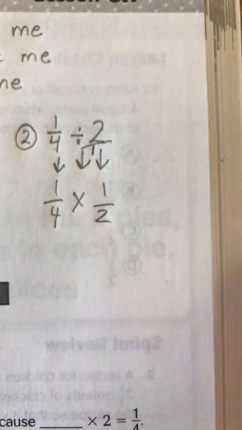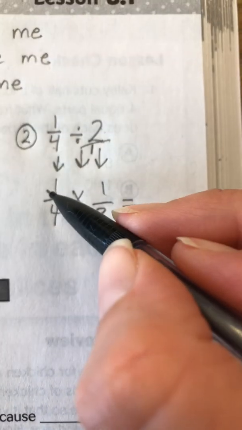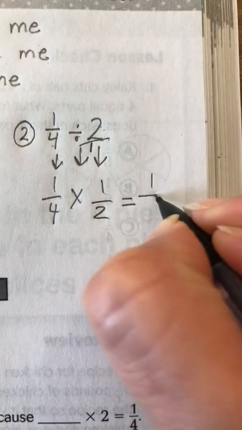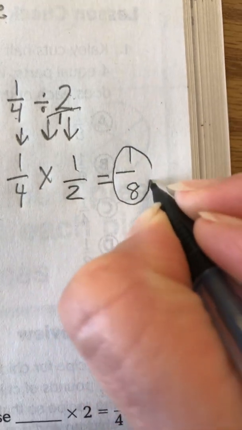Okay, so now that we have this, we can go ahead and multiply. 1 times 1 is 1. 4 times 2 is 8. So your answer here is going to be 1/8.